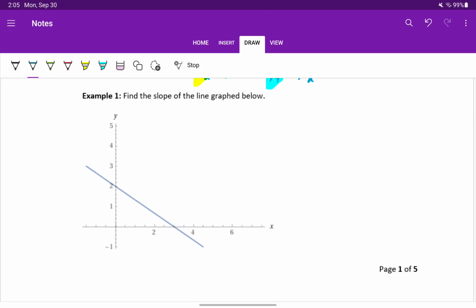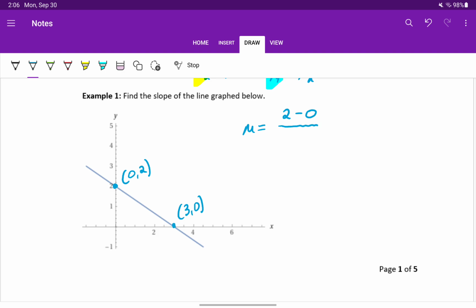In example 1, then, we want to find the slope of the line that we have graphed here. We can find two nice points where we have whole number values at 0, 2, and 3, 0. This means we can calculate the slope as 2 minus 0, the difference of those two y coordinates, over the difference of our two x coordinates.